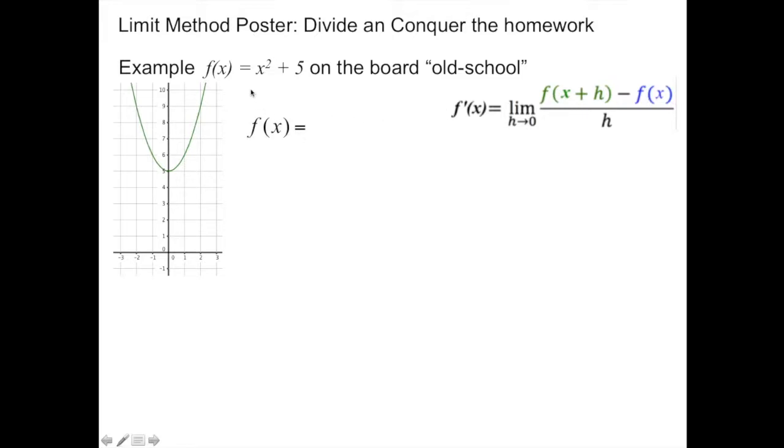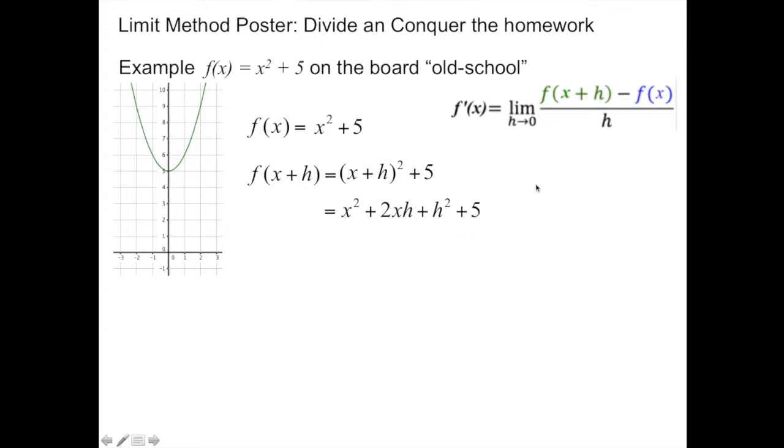So f of x is just the function itself, x squared plus 5. f of x plus h means put x plus h everywhere you see an x. So we have x plus h quantity squared plus 5. And we need to FOIL that out. So FOILing this out gives us x squared plus 2xh plus h squared plus 5. So we know that this expression and this expression go in the top of the fraction here.